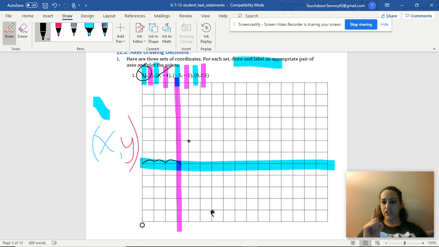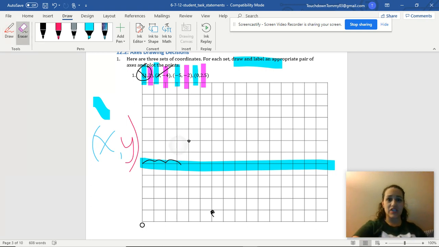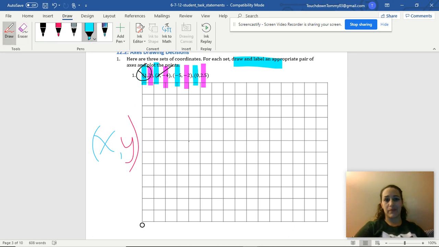Shoot, I just found an error in my grid and where I made this. So we were told to draw and label appropriate axes. Well, I've got to go further in the negative than I have room to do. So I'm actually going to erase everything I had on that grid so far because I just found that my grid actually wasn't the best.